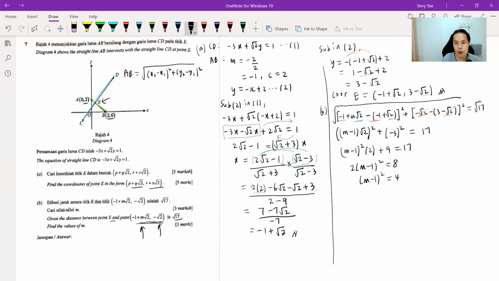When we square root 4, we put a plus minus. There's a negative and a positive: m − 1 = −2 or m − 1 = 2. Bring the negative 1 over, so it's a plus 1. Minus 2 plus 1 is minus 1. 2 plus 1, m is just 3. Yeah, so you have 2 possible answers.